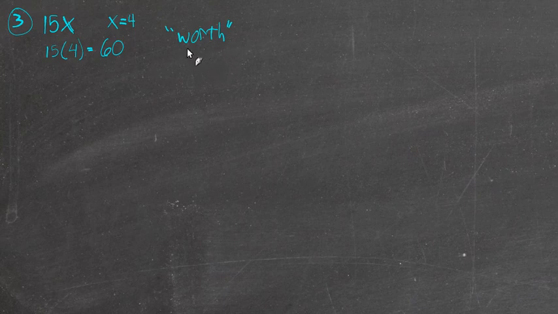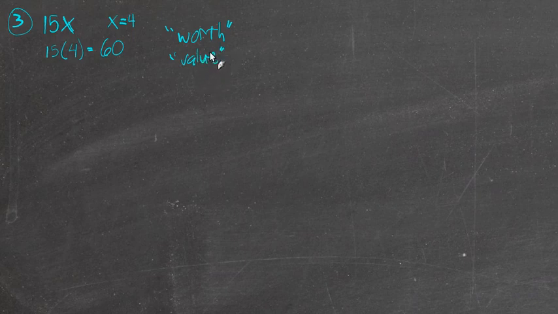So 15 times some number. Well, that number they're telling us will be 4. So 15 times the number 4. That's 60. So this expression, when x is 4, is worth 60. I'm going to use that word a lot this year. What is this expression worth? It depends. When x is 4, it's worth 60. When x is 2, it's worth 30. When x is whatever, then this thing is worth something.